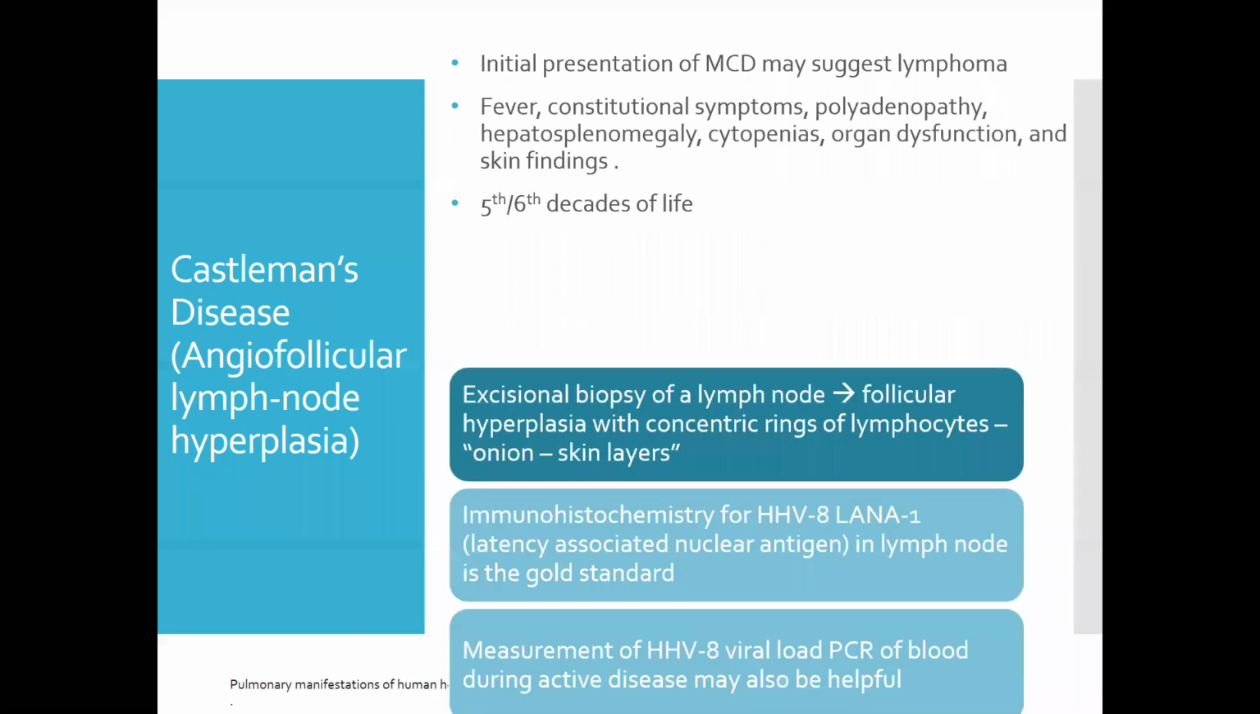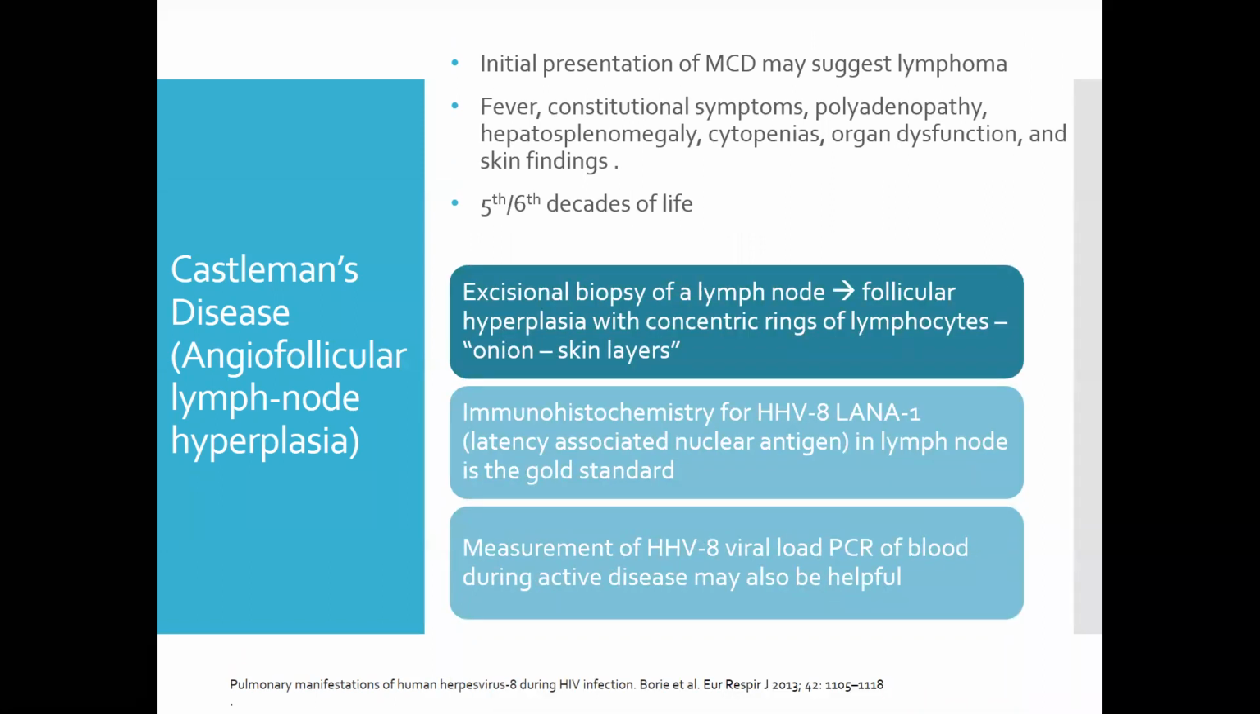Presentation of Castleman's is very similar to a lymphoma. So fever, constitutional symptoms, 5th and 6th decades of life. A biopsy is usually needed for diagnosis. On biopsy, we see, as the name suggests, follicular hyperplasia. So the onion skin layering is what is seen. The gold standard for diagnosis, similar to what we did with Kaposi's, is immunohistochemistry for HHV-8, with what is called the latency-associated nuclear antigen test.